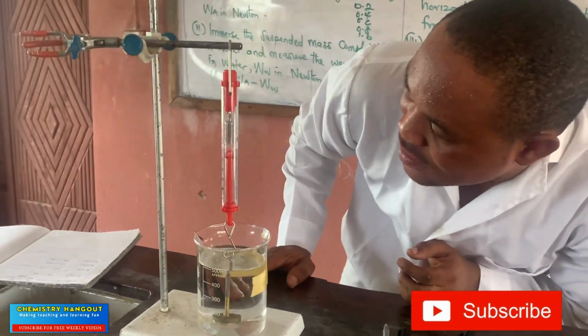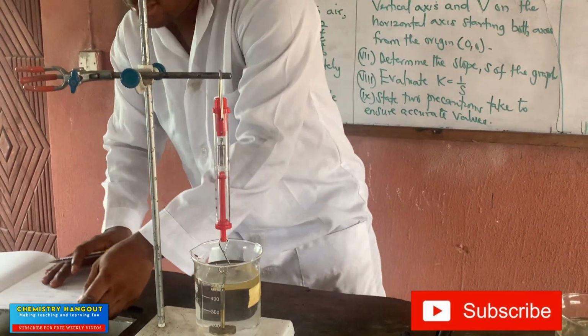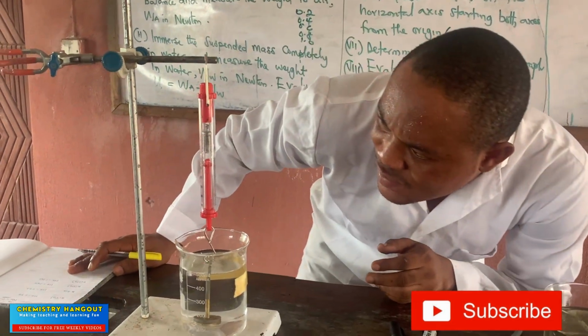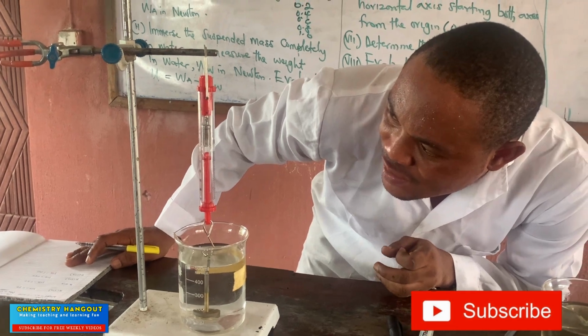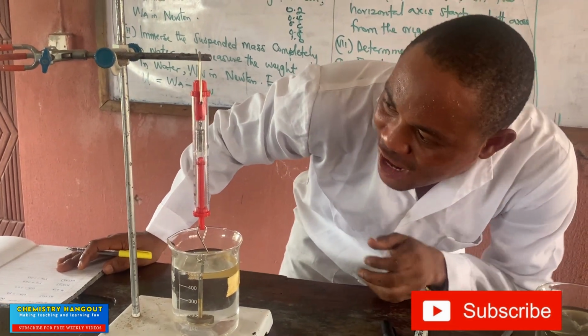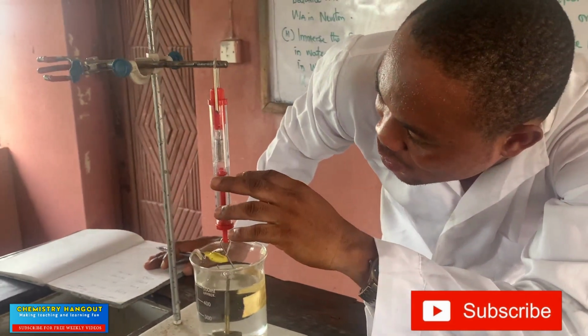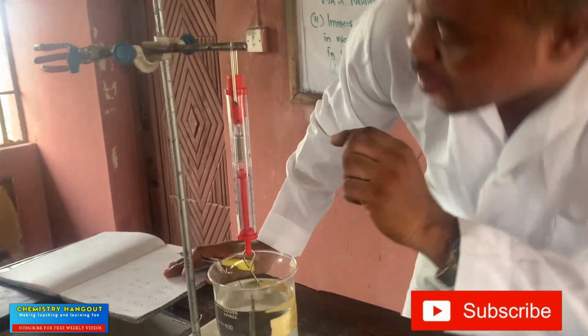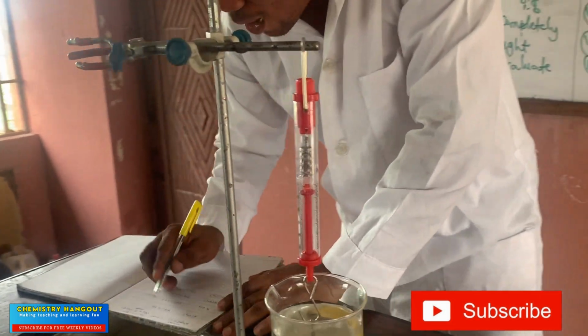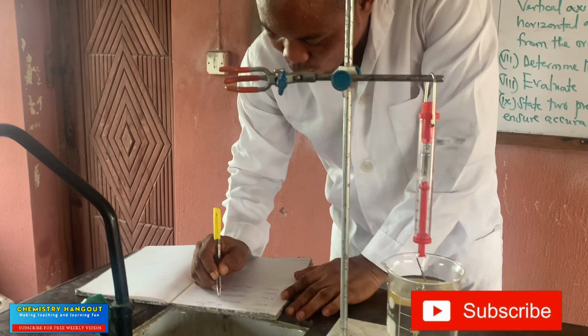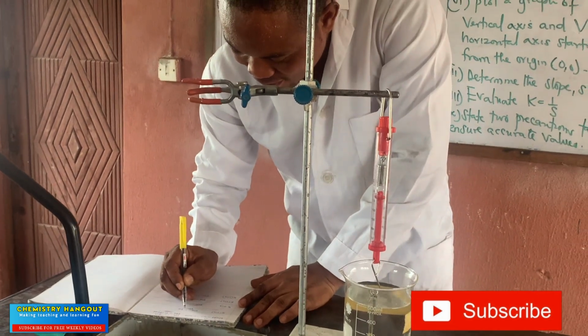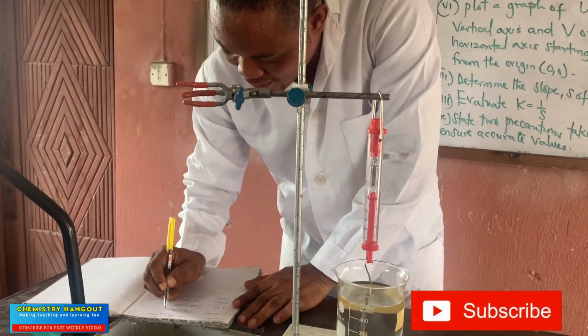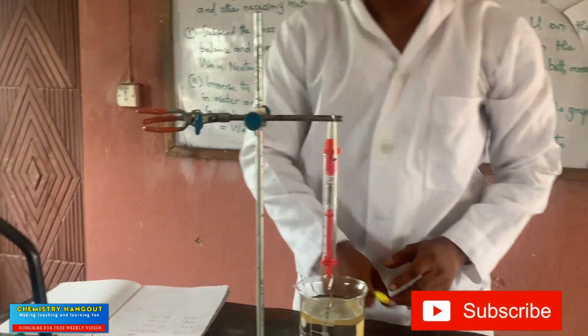So let's see. That's 0.350. You can see that now. 0.350. So our 40 gram in water now is 0.350. I want to believe you are still following.